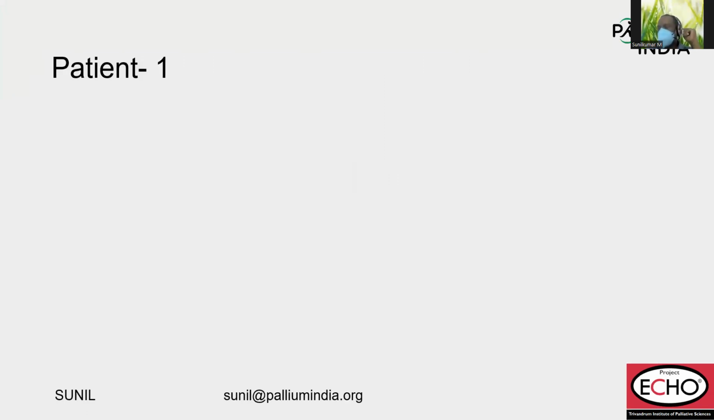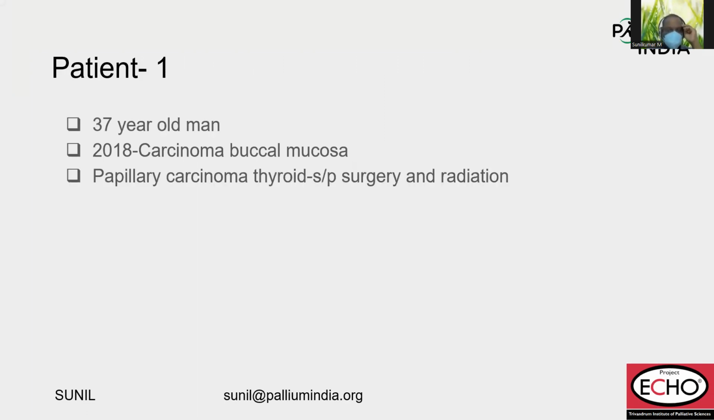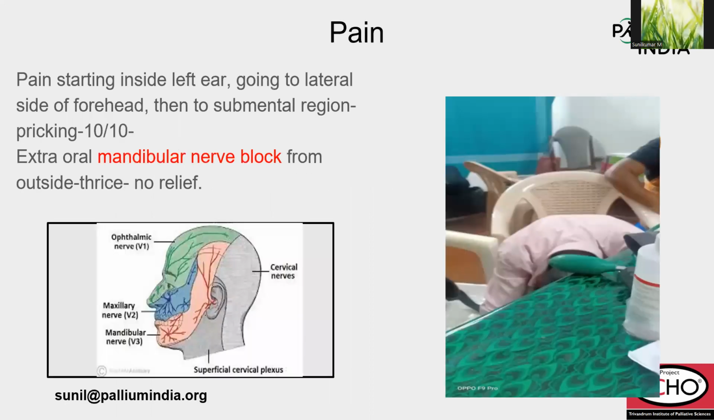So now we'll move on to some patients. This is a 37-year-old man who was diagnosed with carcinoma of the buccal mucosa in 2018. Immediately after that diagnosis, he had another primary, papillary carcinoma of the thyroid, for which he underwent surgery and radiation. And in 2019, he had a nodal recurrence for which he underwent surgery again.